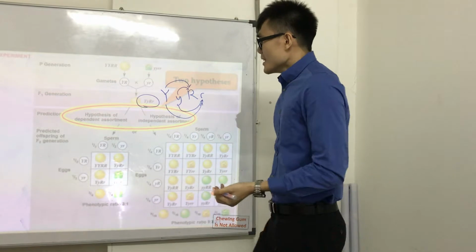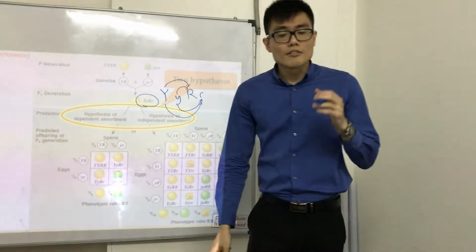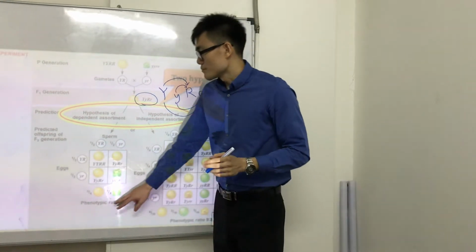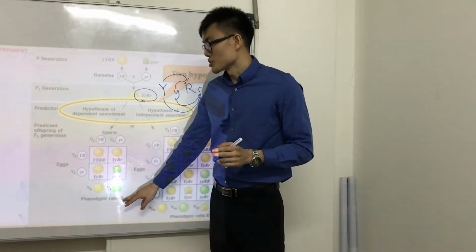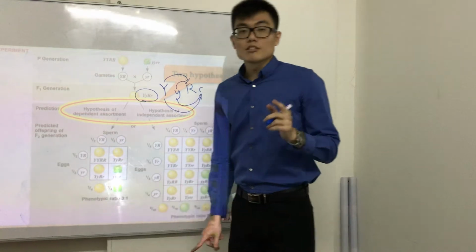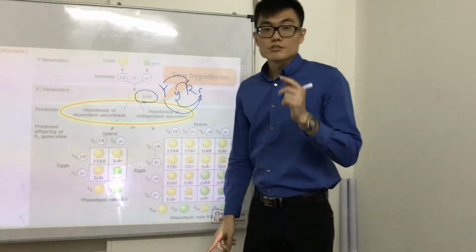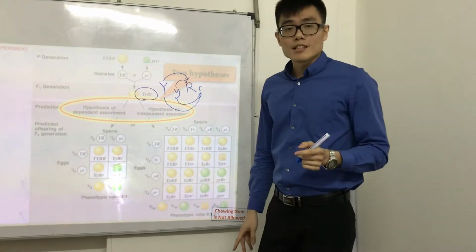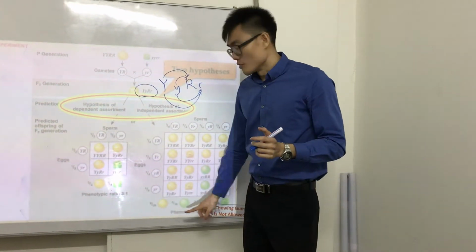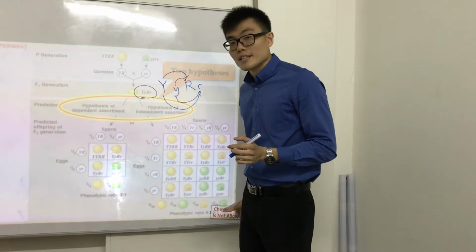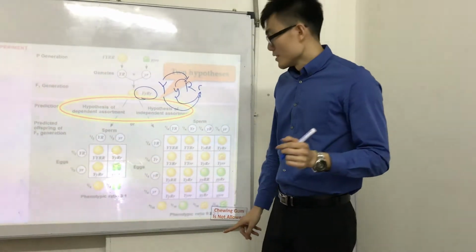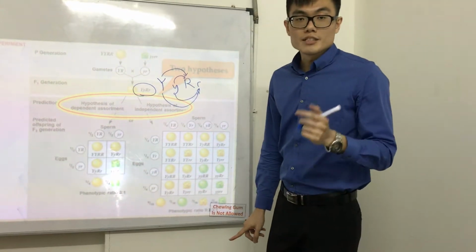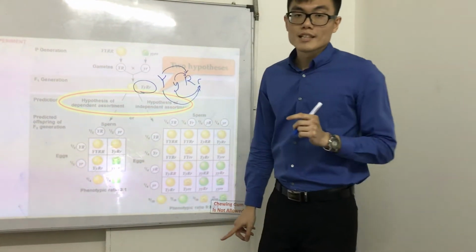According to the hypothesis of dependent assortment, the phenotypic ratio will be 3:1, 3 yellow round and 1 green wrinkle. For the hypothesis of independent assortment, the phenotypic ratio will be 9:3:3:1: 9 yellow round, 3 green round, 3 yellow wrinkle, and only 1 green wrinkle.